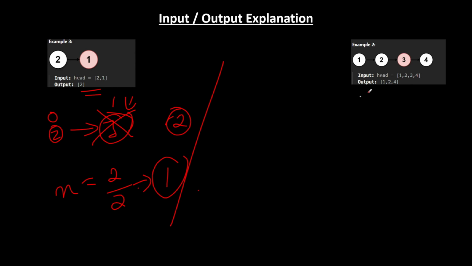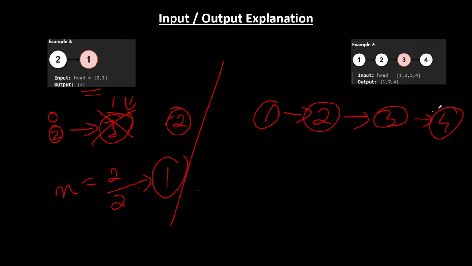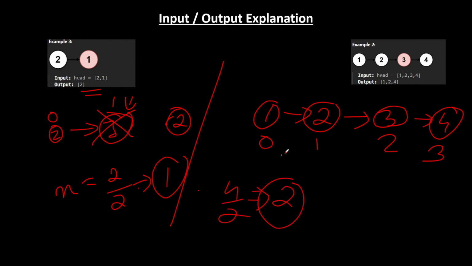Fine. Similarly, if you see here 1, then 2, then we have 3, then we have 4. Great. That marks the indexes also. Now there are 4 nodes. So 4 divided by 2 gives me 2. Fine. Here 2 is this. So you have to remove this node, right? After removing this node, we are left with 1, 2, and 4, right? So this is the output as I said. I hope you understood this input-output explanation. Now let's move to the next slide.